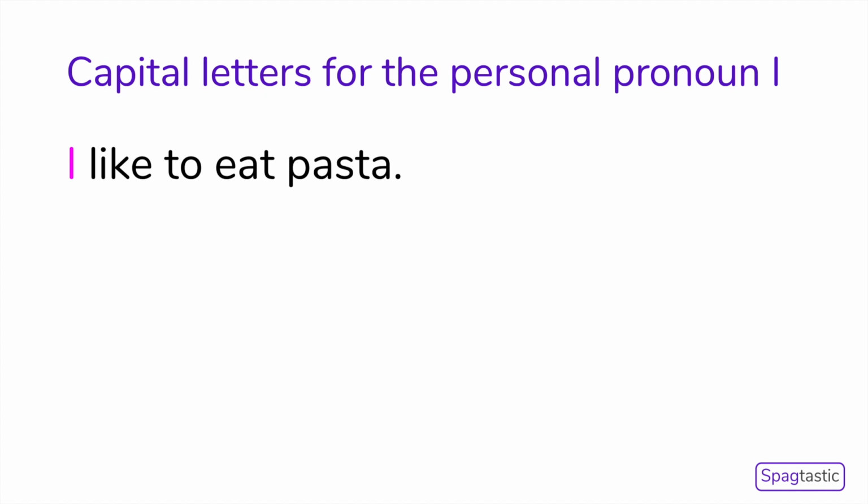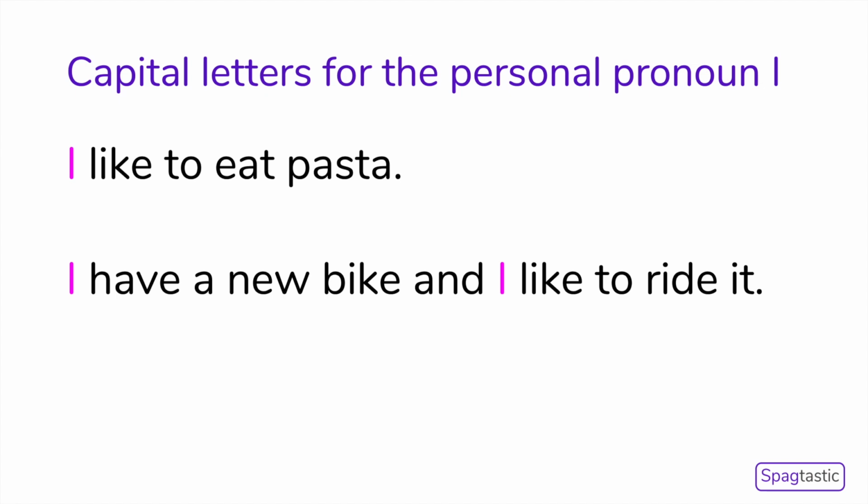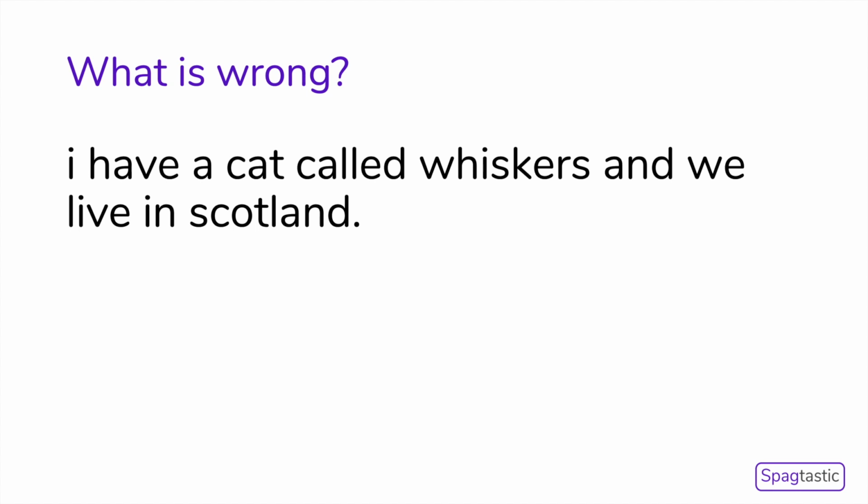In the next sentence, I have a new bike and I like to ride it. Both of the words I need to have a capital letter. Now it's your turn. Here is a sentence. I have a cat called Whiskers and we live in Scotland. This sentence doesn't look right because all of the capital letters are missing. Why not pause the video and have a think for yourself about which words should have a capital letter and why. Let's take a look.